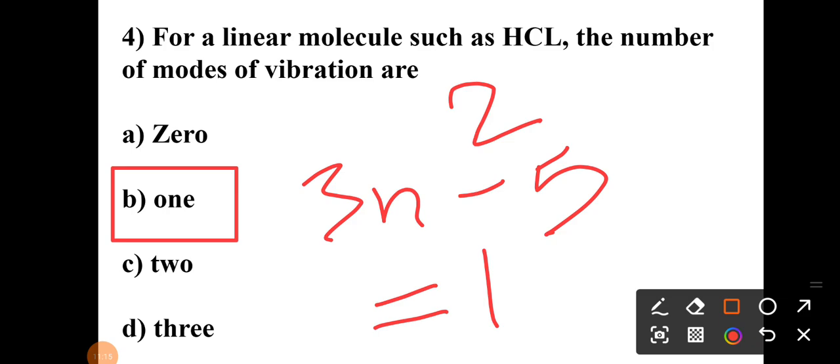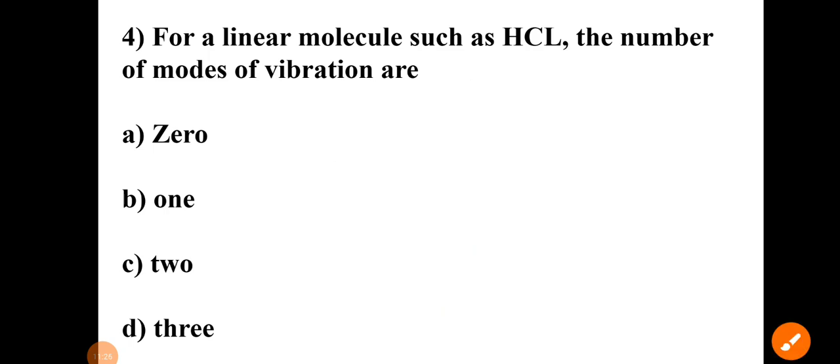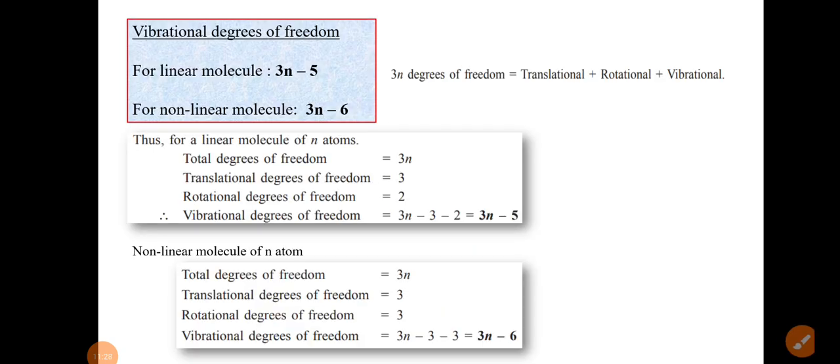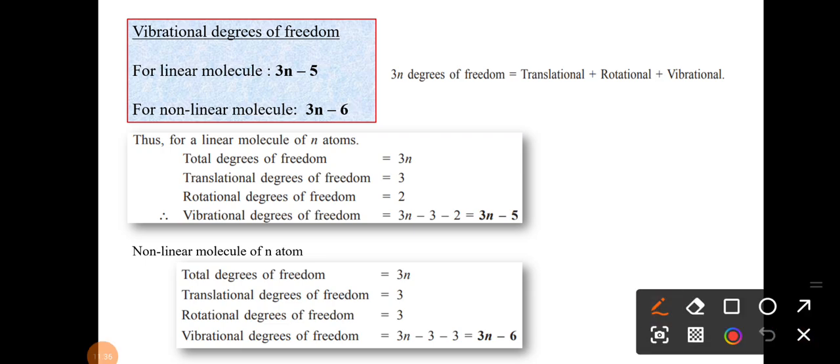Similarly, for non-linear molecules, the formula is 3n minus 6, and depending on the molecule, we calculate the modes of vibration. For both linear and non-linear molecules, the total degree of freedom is always 3n, and the translational degree of freedom is also always 3.